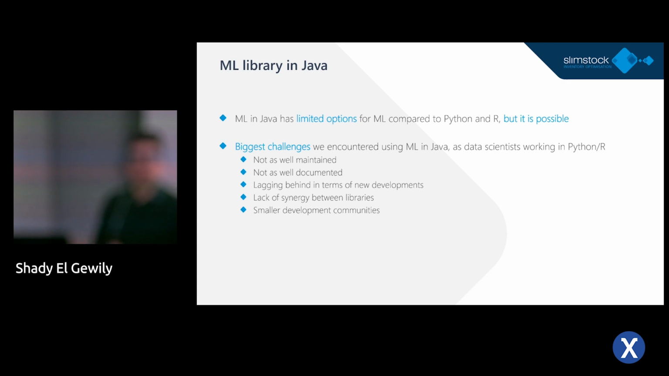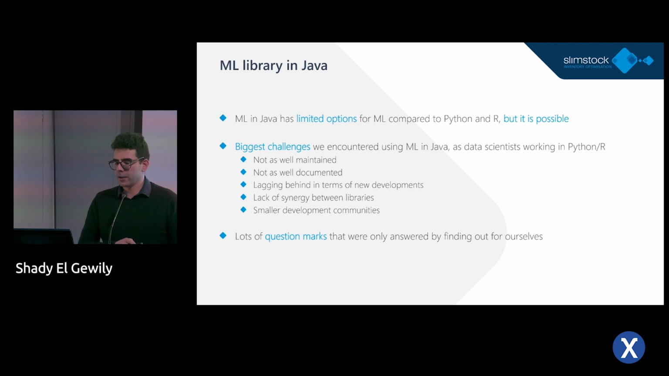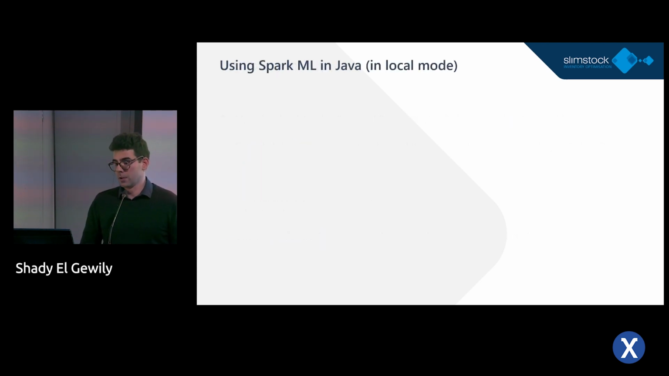There's a lack of synergy between the libraries. If you use XGBoost4J, for instance, and we use Spark as well, those two don't necessarily talk to each other, whereas each of the libraries doesn't have all the functionality that you need. And they have smaller development communities as well. So there are lots of question marks in Java that you have to figure out yourself.